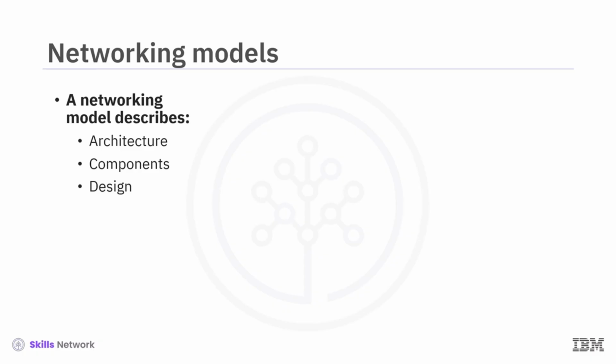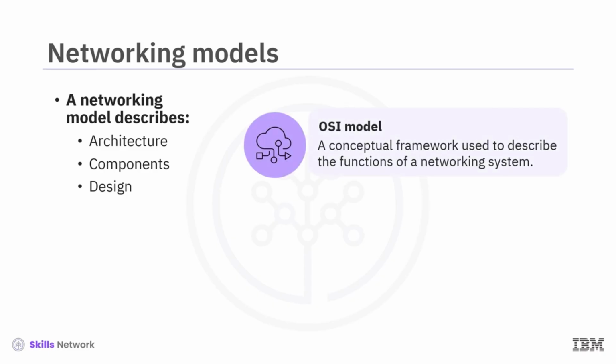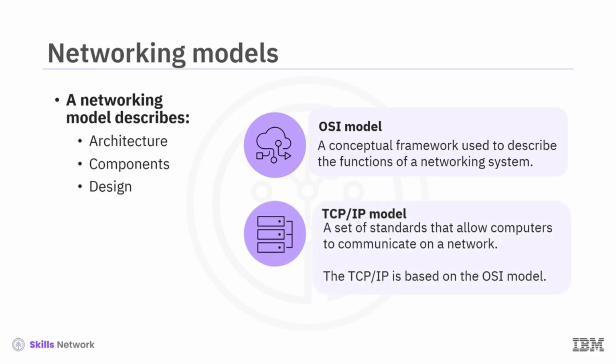There are two types of networking models. The OSI, or Open Systems Interconnection Model, is a conceptual framework used to describe the functions of a networking system. The TCP/IP, or Transmission Control Protocol Internet Protocol Model, is a set of standards that allow computers to communicate on a network. TCP/IP is based on the OSI model.